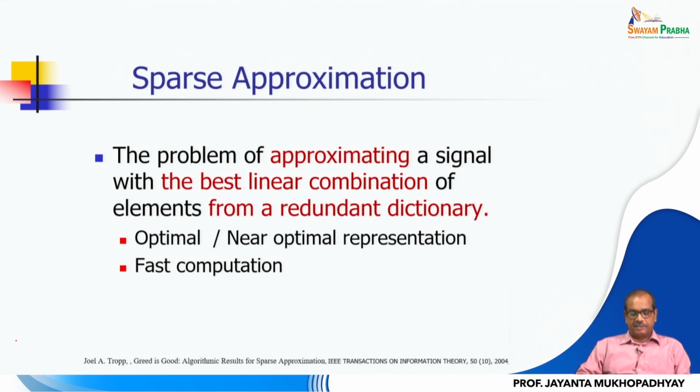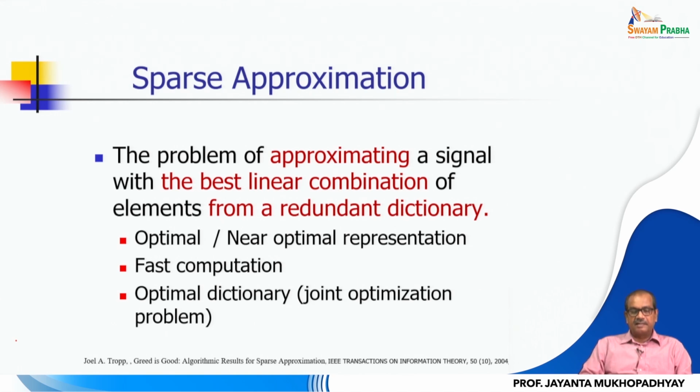We should have fast computation. Another variation of this problem is when the dictionary is also not given. So you would like to get both the dictionary and the optimal representation of the signal. And when we consider an optimal dictionary, it is not just a particular feature vector you are going to represent; it is a set of vectors for which the dictionary and its sparse representation should be optimal. So we will also discuss that problem under this particular topic.